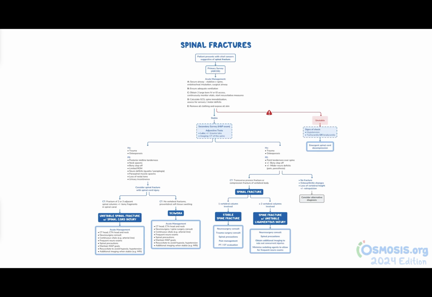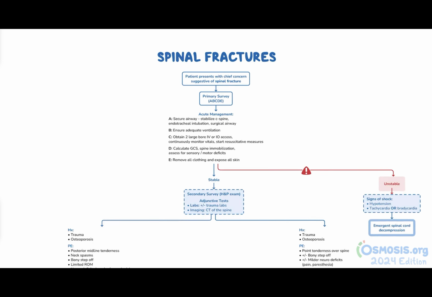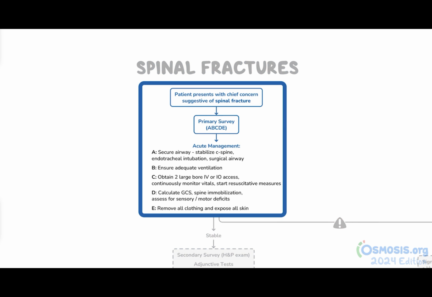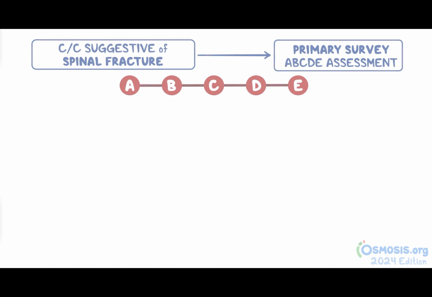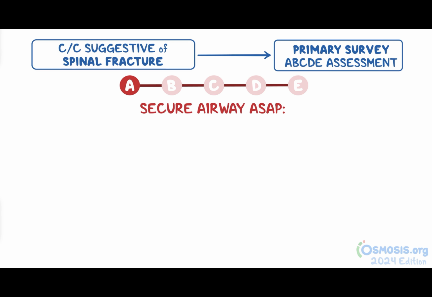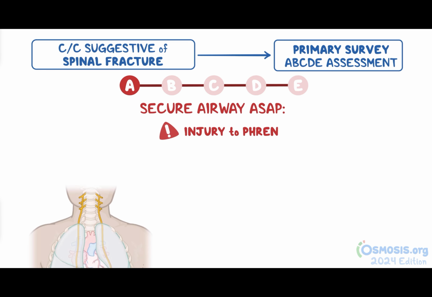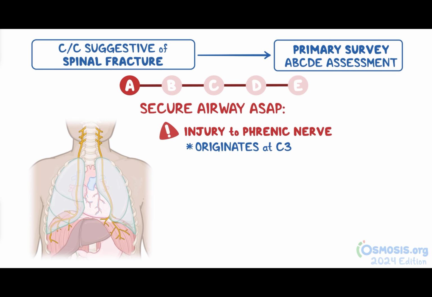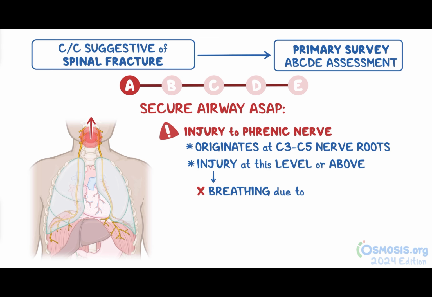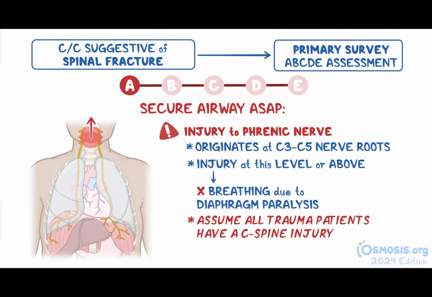Alright, your first step when evaluating a patient with a chief concern suggestive of a spinal fracture is to perform a primary survey by assessing their ABCDE. Start by securing the airway as soon as possible. The big concern here is the injury of the phrenic nerve, which originates at C3 through C5 spinal nerve roots. Any injury at this level or above prevents breathing due to diaphragm paralysis. For these reasons, assume all trauma patients have a C-spine injury.